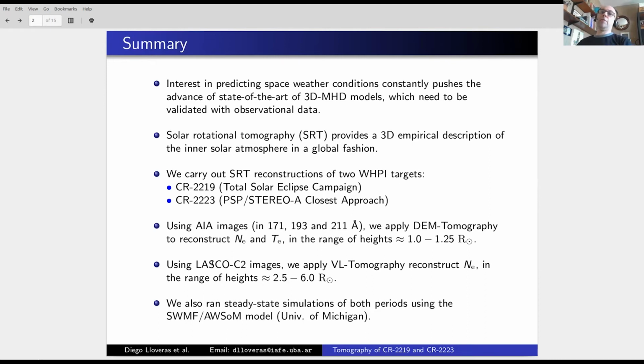So I'm going to show you 2 different tomographic products. One is based on AIA EUV images. We have done this with EIT, EUVI, and now AIA. So we use several bands, and we apply what we call differential emission measure tomography. I'm going to talk a little bit about that right now. And then we also do white light tomography, visual light tomography, in this case using LASCO C2 images provided by Philippe Lamy's team. And we also run here a simulation of these periods with the AWSoM model by the University of Michigan.